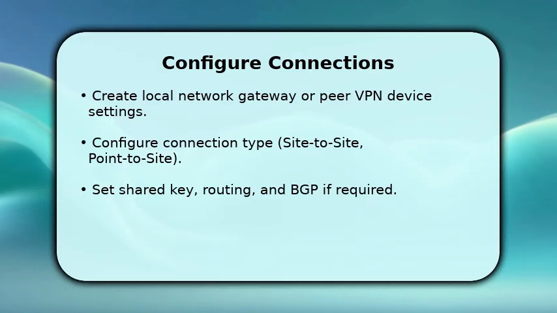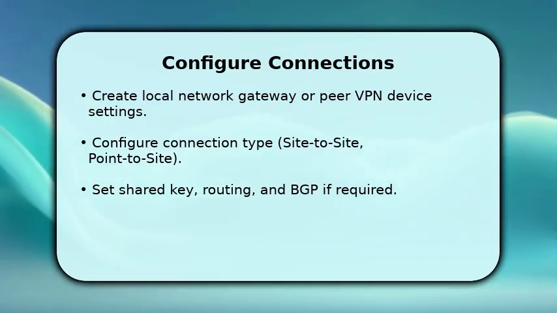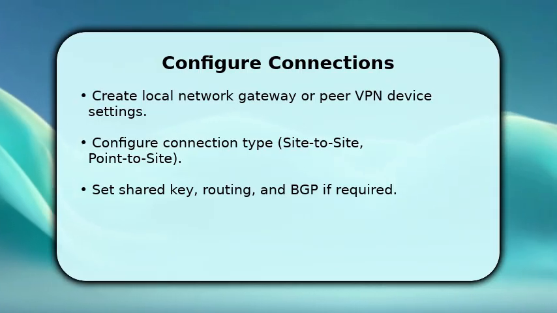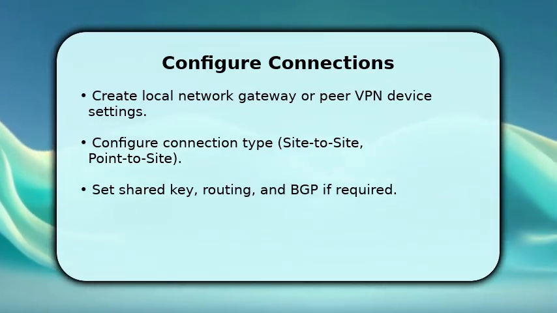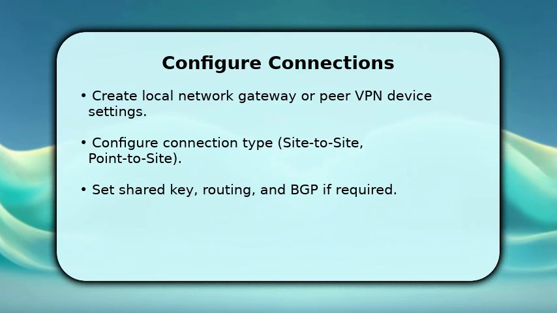Next, create a connection resource, choose the correct type, and enter the shared key. This secures the tunnel. If you require dynamic routing, enable BGP and supply ASN and peer addresses. Save and establish the tunnel.